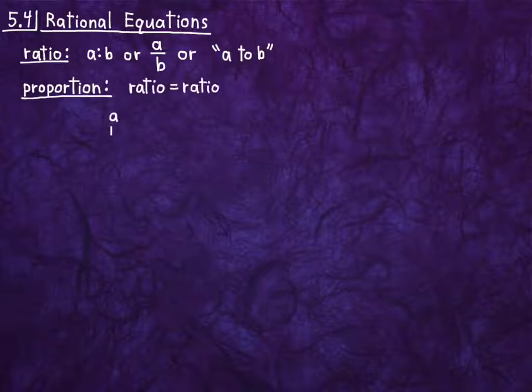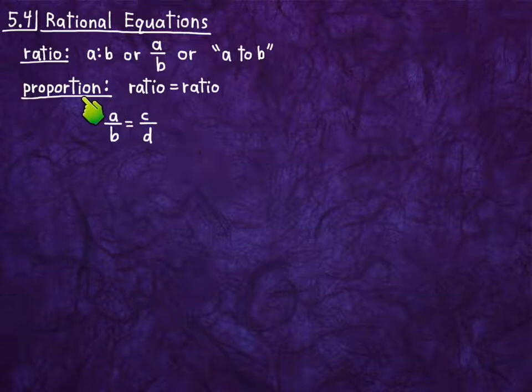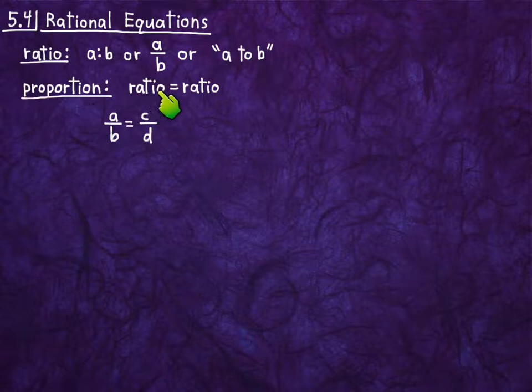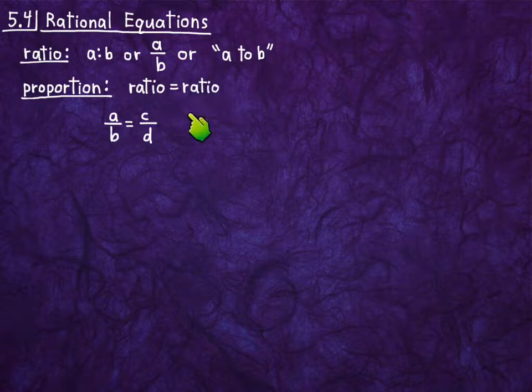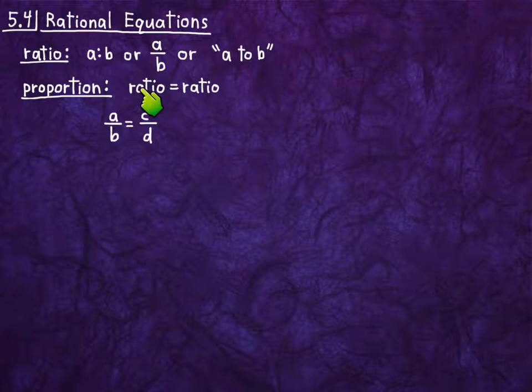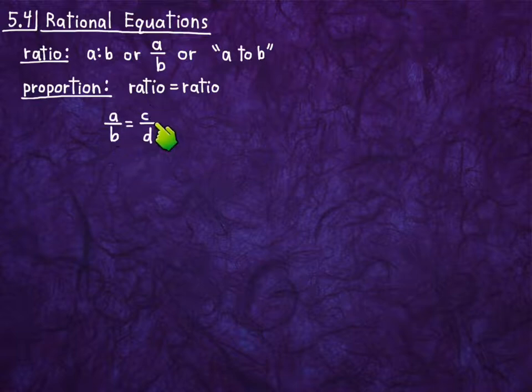A proportion is a ratio equal to a ratio. Some people don't know the difference between these two words. In common English, they're sometimes used interchangeably, but in math, we have to have a specific meaning. So this is a fraction equal to a fraction, just like this. Not a fraction equal to a fraction plus something else. Just a fraction equal to a fraction. That's a proportion. Okay?